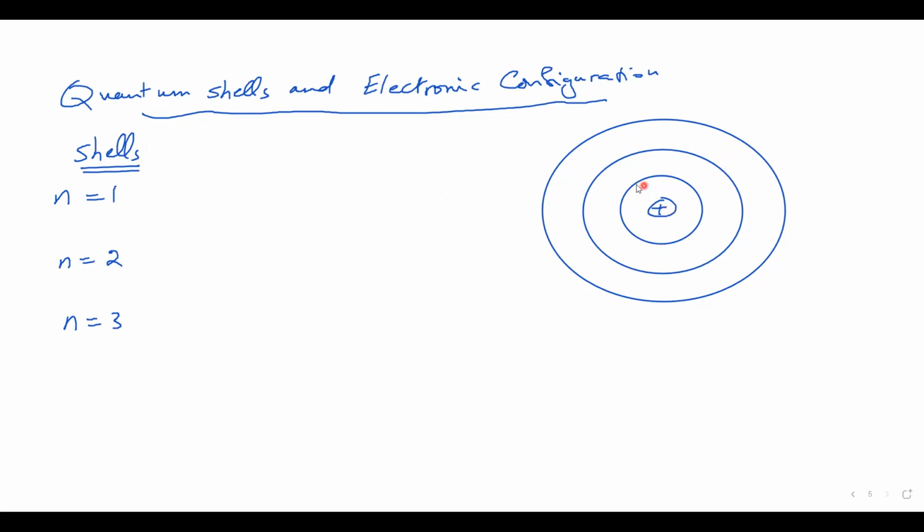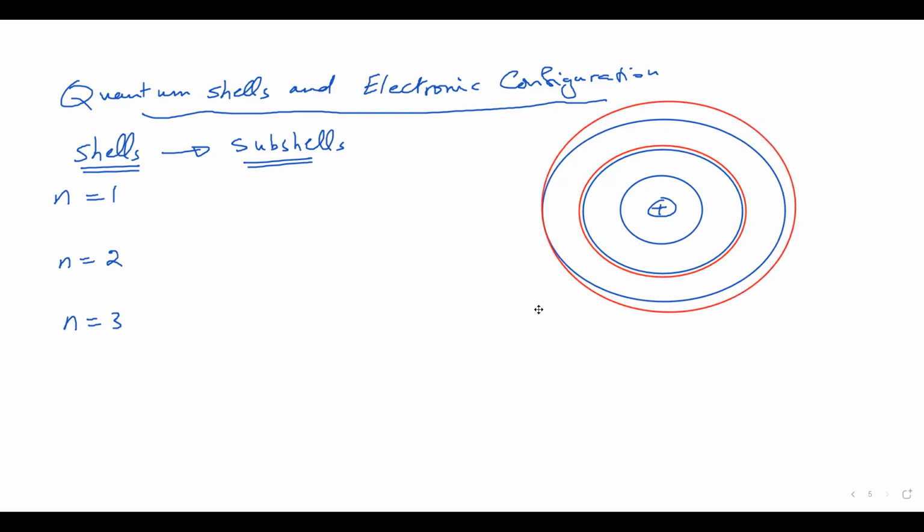Now, when instruments became more advanced, they found that these shells are not only single shells as appear in this drawing. The first shell is the same; it does not divide. But the second shell is going to be divided into 2 subshells, which are very close in energy to each other. And the third shell was divided into 3 subshells, but they were very close to each other.